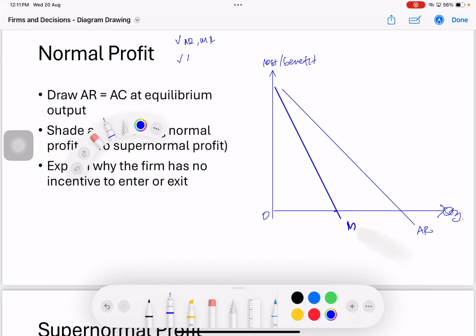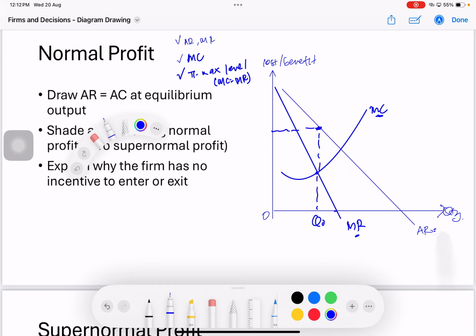So this is my MR. Then this is my MC. So second one is your MC. Third one is profit maximizing level. So profit maximizing level is MC equals to MR. Therefore, profit maximizing level is here, Q0. Then at this level, this is where I go up to look at the point that is on my AR, because AR equals to demand. Demand means that this is the willingness and ability for them to purchase. So this is the price that is being set. So this is actually the basic diagram to begin with. So your MR, AR, then your MC.